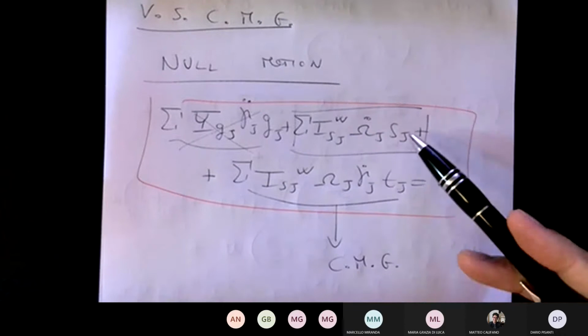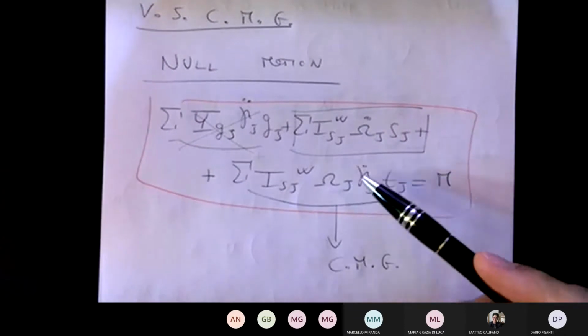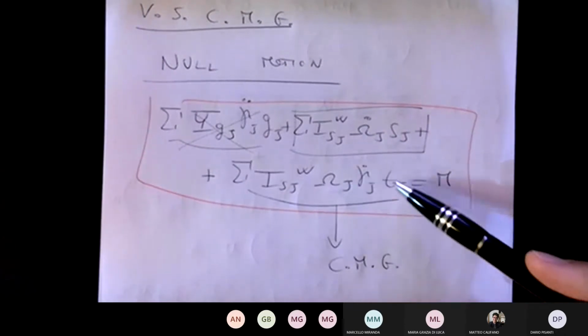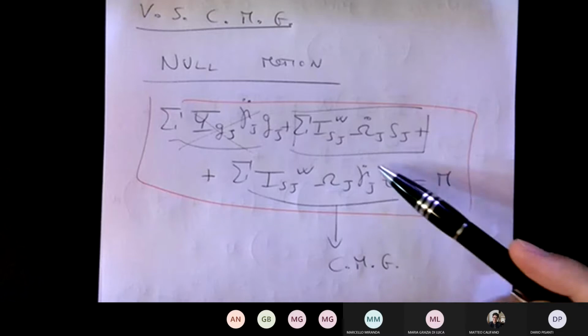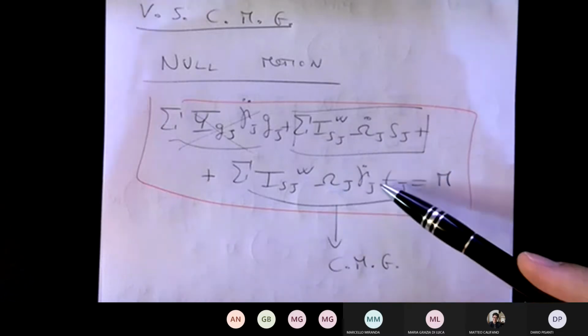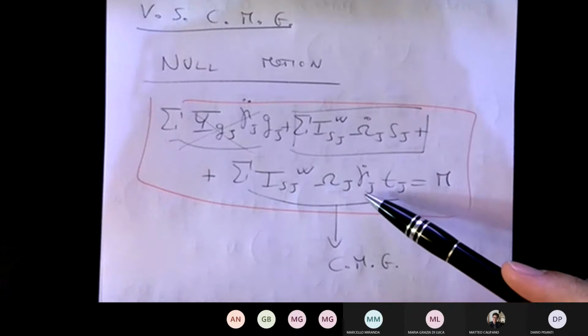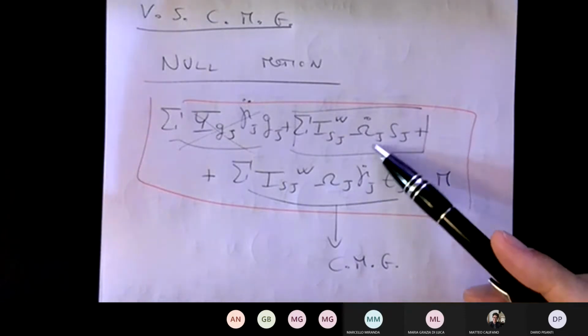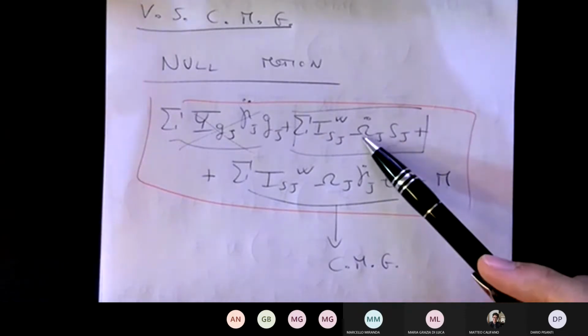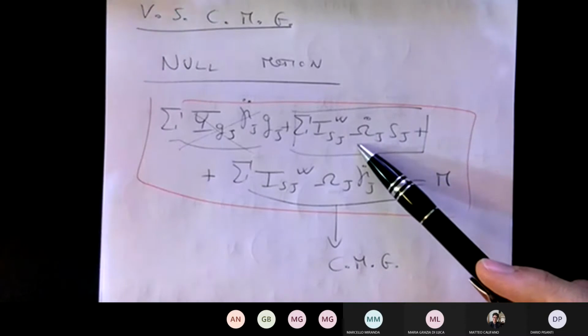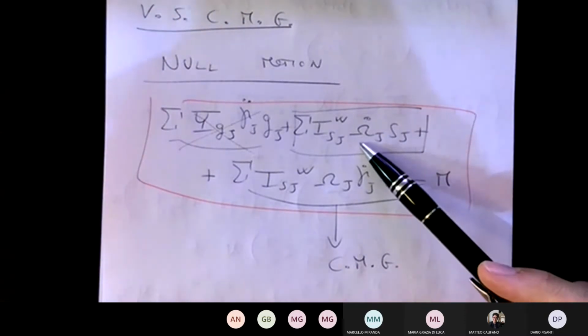In other words, you use the CMG, and as long as the CMG term is not singular, you can use the sum of the wheels' spin rate, kinetic energy to accumulate power. And so when needed, you can release that power in the form of electrical energy.